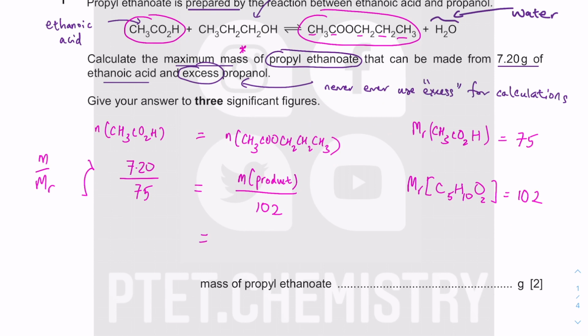Okay, so if I move this 102 up there, because you can do simple mathematics, the mass of the product that you want is going to be whatever is on the left hand side times 102. I want to show it to slightly more than 3 sig fig, because they want the answer to 3 sig fig. So 7.20 divided by 75 times 102, I get 9.792 gram.